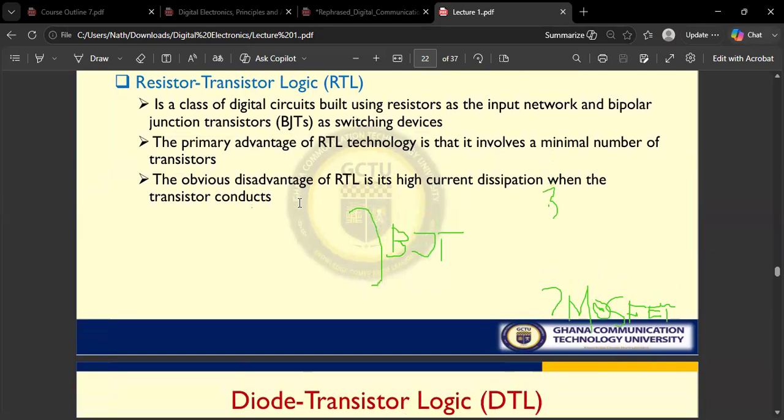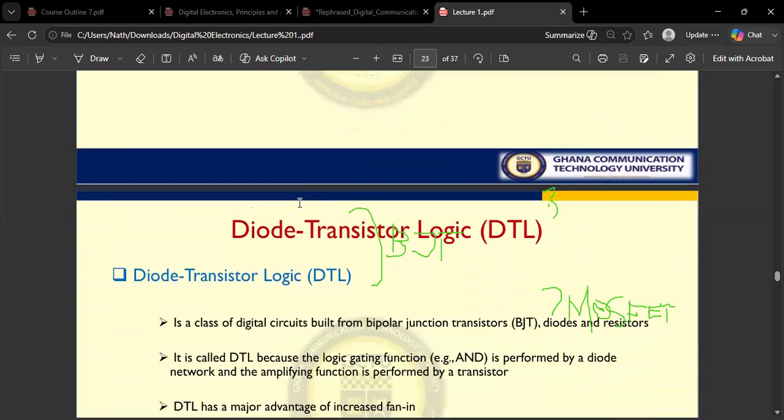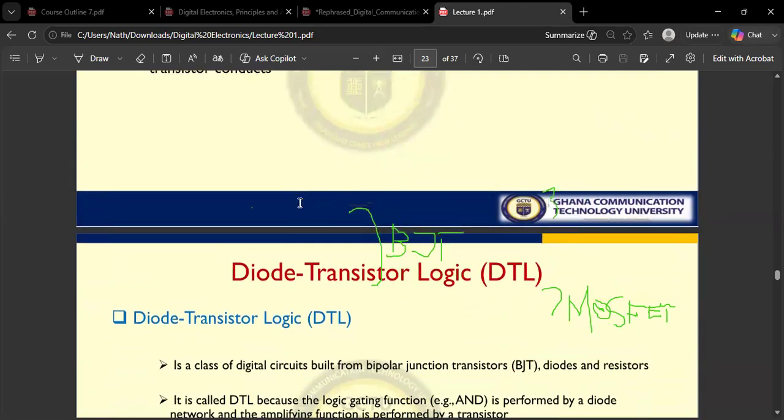And then the obvious disadvantage is the high current dissipation when the transistor conducts, right? So it draws a high current when the transistor conducts, or when the transistor performs its function.